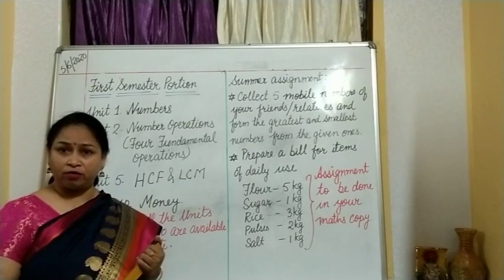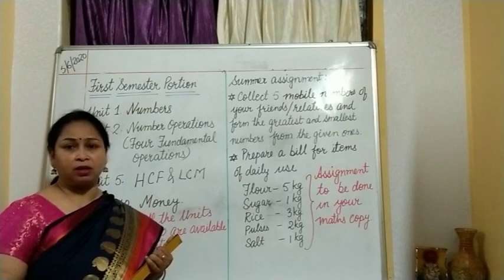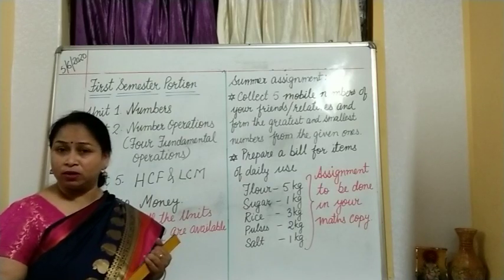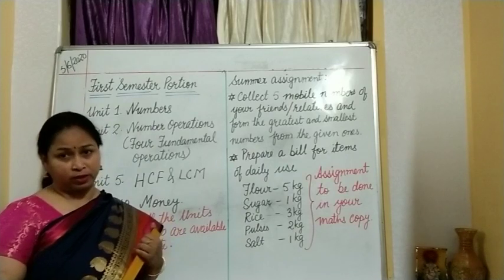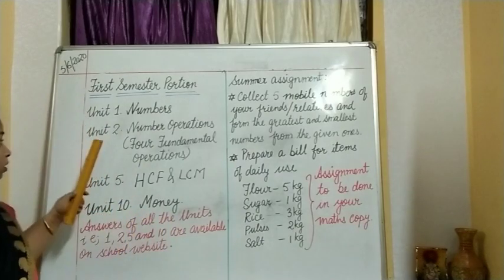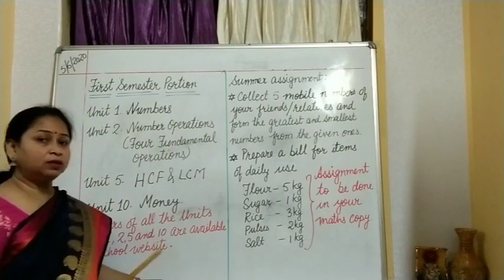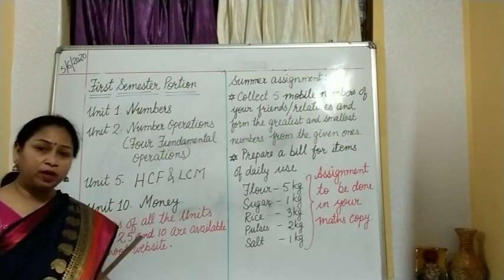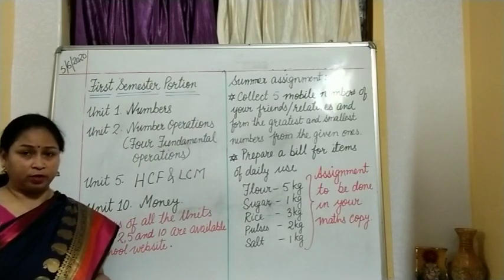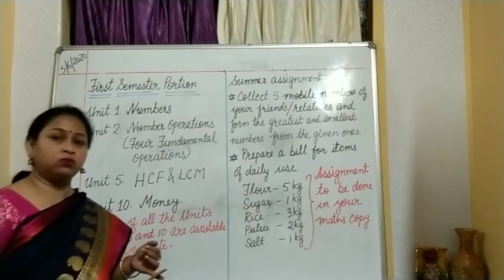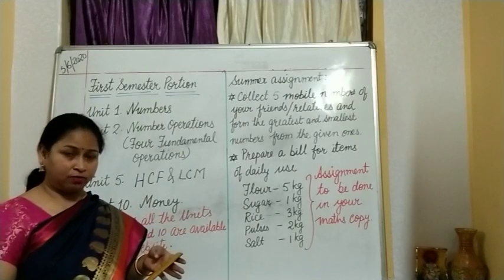Then you have done Roman numbers. You have also learned rounding of the numbers. So all these exercises were there. Okay. Then second unit is based on number operations. So what are these number operations? The 4 fundamental operations, what we have studied. The exercises were based on addition, then subtraction, then multiplication and division.